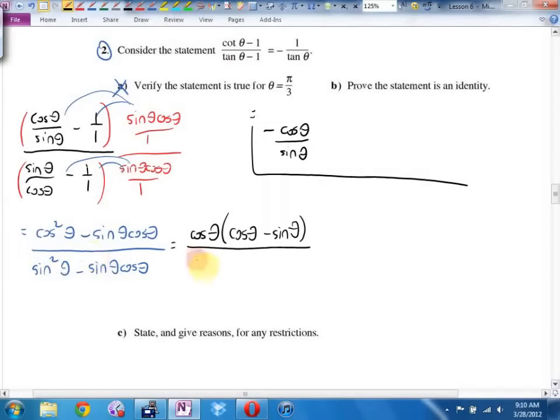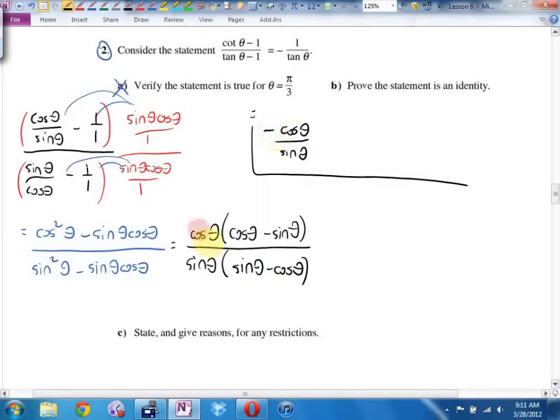GCF out of the second one. And I started to smile right about here, Ashley, because I said, what do I have on top right there? What do I have on the bottom right there? Are these two brackets identical, though? Well, here the cosine is positive. Here the sine is negative. They're not quite identical. Oh, but wait a minute. Look. What do I have right there?